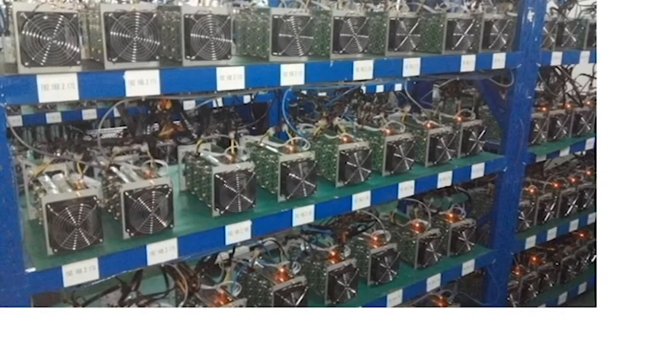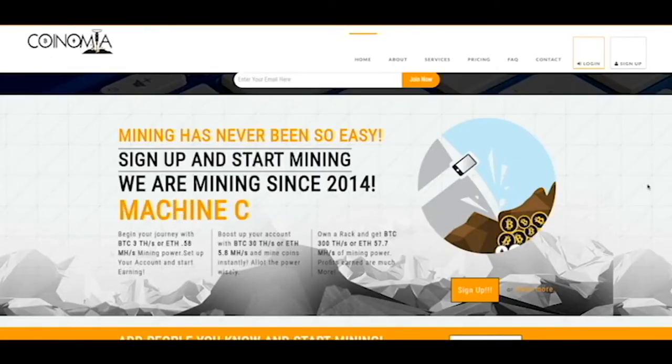right? So this is the point at which I'm going to give you an escape hatch. What we're looking at now is a company called Coinomia, and it is a mining company that rents their server space, right? So this is for all you people out there who are not at all technical. You don't want to deal with this stuff. You just want to know, how can I put money in, get money back? And if you want to mine without any hassle, this is probably the way to do it.